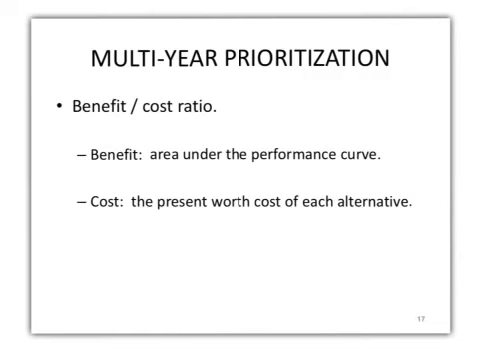So as I was saying, there is a major analysis that we typically do under the multi-year prioritization, and that would be the benefit to cost ratio. It's not just about the cost that we put into using a certain treatment, we are also interested in the benefit. The benefit is measured by looking at the area under the performance curve, while the cost is the present worth cost of any alternative.